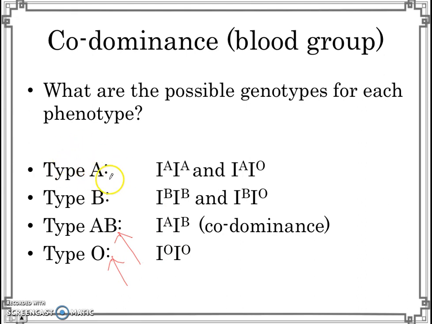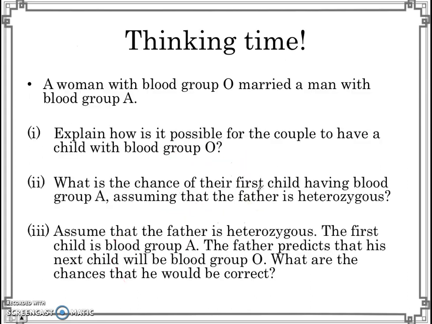But if we see a person of blood type A or blood type B, then we need to do a bit more investigation. We can look at their children, or we can look at their parents to determine which genotype they are. So here's a practice example for us to try before we finish up this topic.